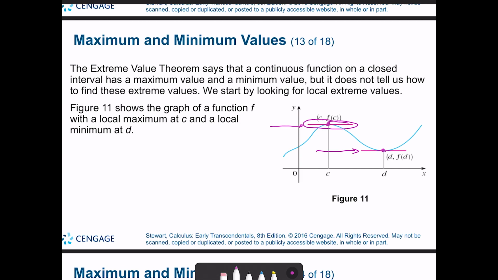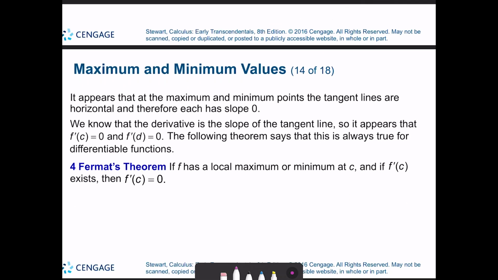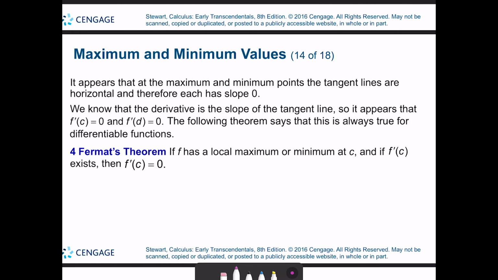Slope of a tangent line? I think we all know at this point that that is synonymous with the first derivative. So that's what's being articulated on this next slide. It appears that at the maximum and minimum points, the tangent lines are horizontal, slope of 0. Derivative is the slope of a tangent line. That's what we were just saying. So it appears that the first derivative when x is equal to c, in other words, the slope of the tangent line, is equal to 0. And the first derivative of our function at d is equal to 0 because the slope of the tangent line is 0. In other words, it's a horizontal line.